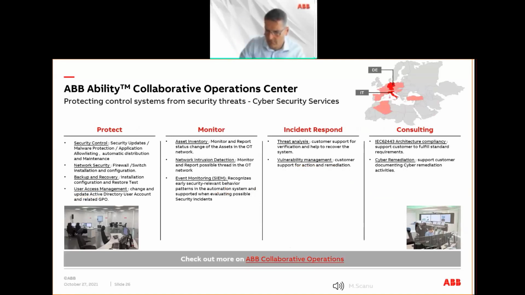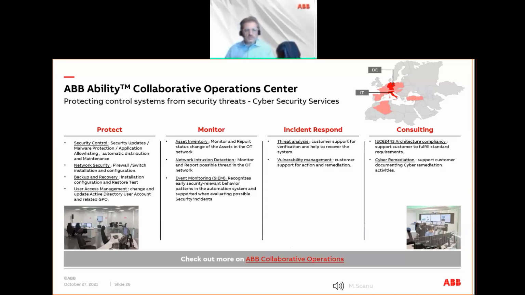So here you see some pictures of our environment. It's a real control room with desks and a big operator station, and we have two in our hub. In the top right, you see which countries we are following as a hub, and we are hosting two collaborative operation centers, one in Italy, located in Genoa, one in Germany, in Mannheim. And from this center, we can support the customer on the different topics that you see here below.